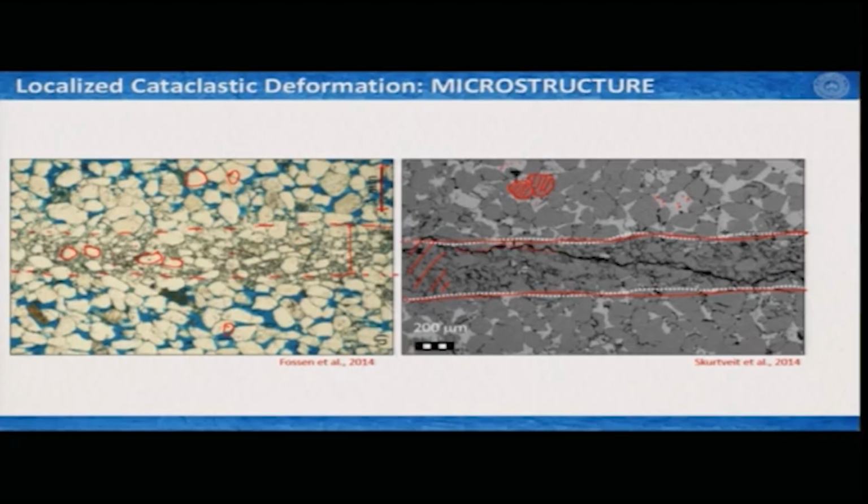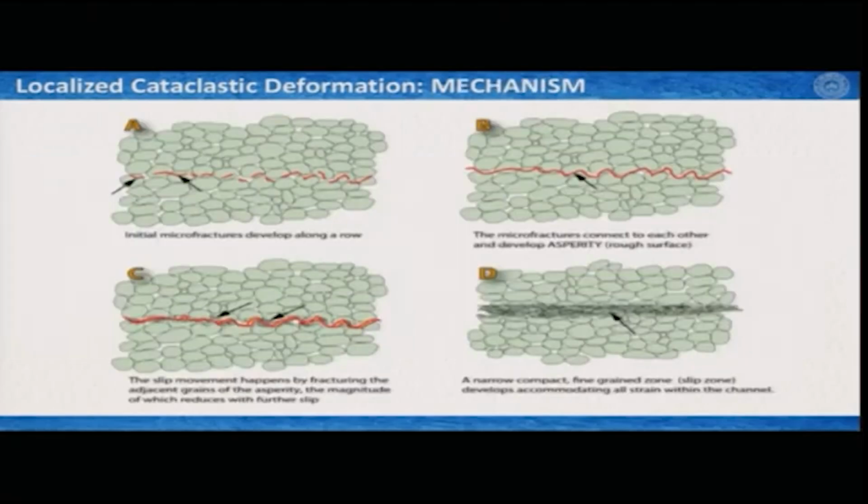We also see a very typical fracture or opening along this. So, these are all characteristics of localized cataclastic deformation that happens in a very narrow zone, where the grains compact, or they move past each other by producing some fractures within the grains, and they just compact together.